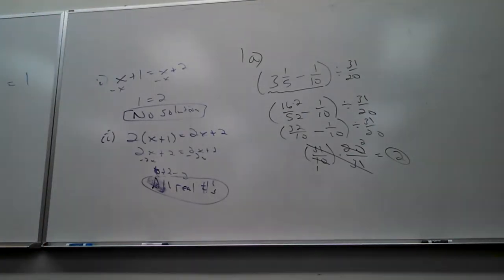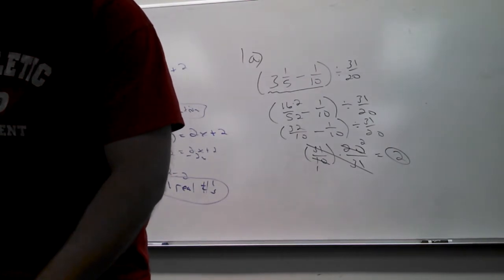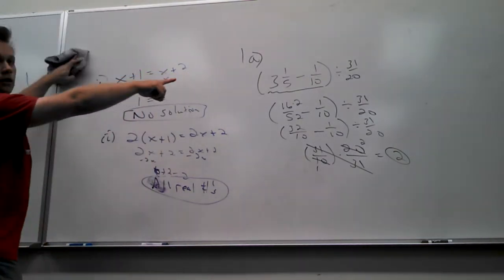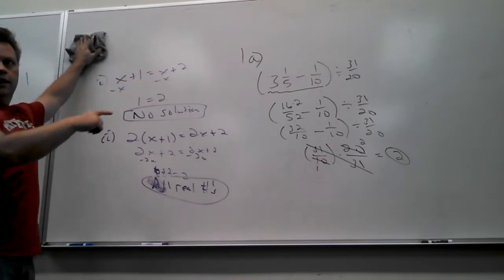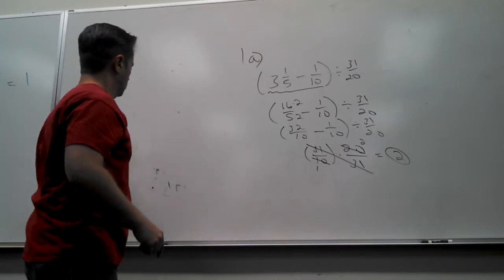How about G? 1G. Where are we at? Number 1G. So again, just like there, I can't add fractions unless I have the same denominators, right?